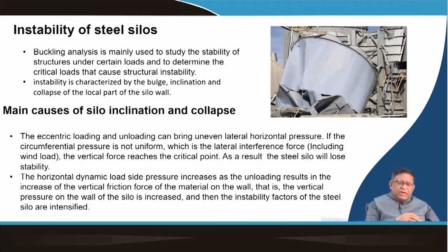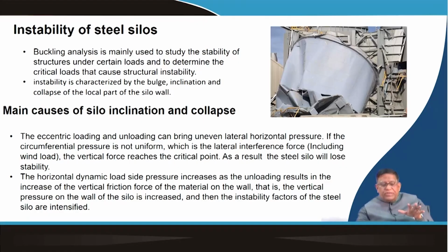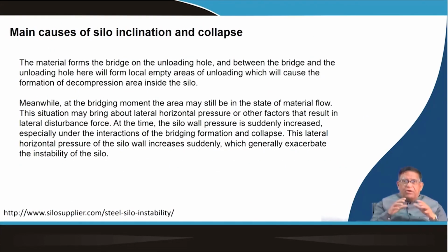Then the horizontal dynamic load and the side pressure can increase, as unloading results in an increase of the vertical friction force of the material on the wall. So how these forces come onto the wall: when you take each and every component, draw the free body diagram and find the resultant of the forces, you can find whether a balanced situation is coming or not. We may do a little bit of exercise on those design aspects.